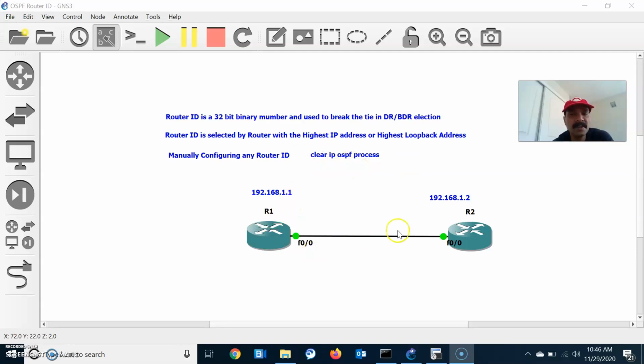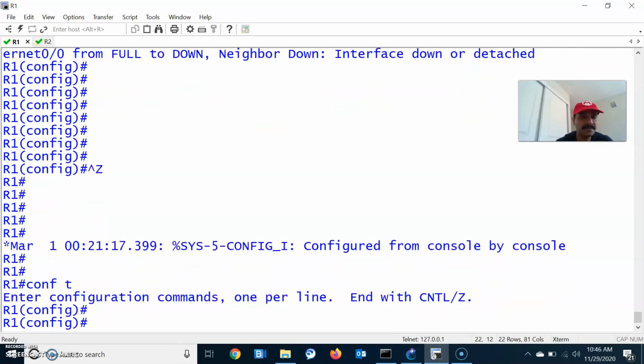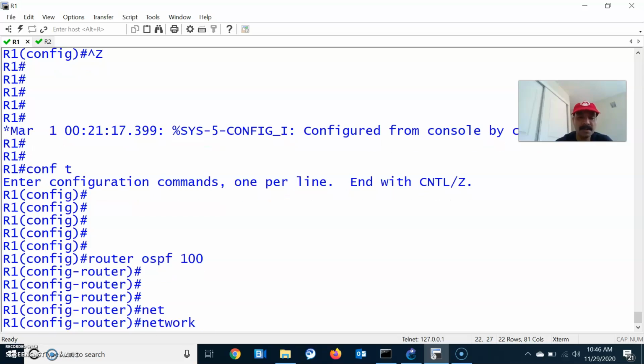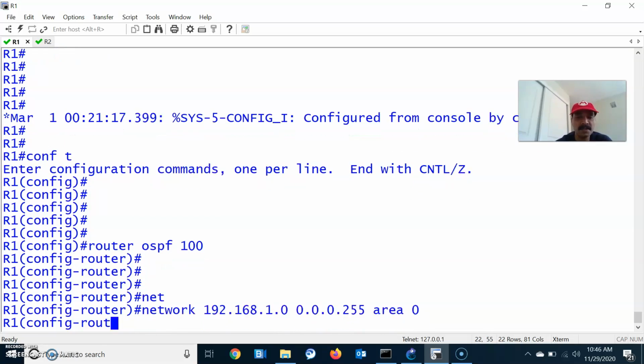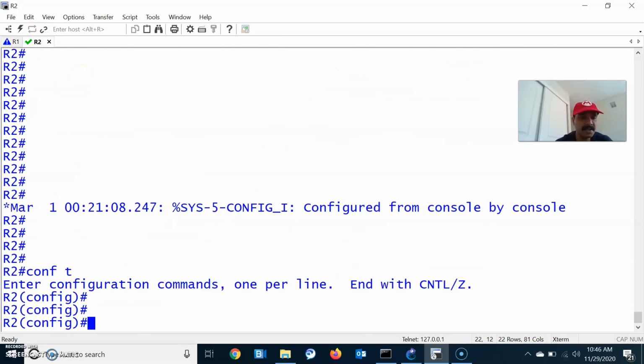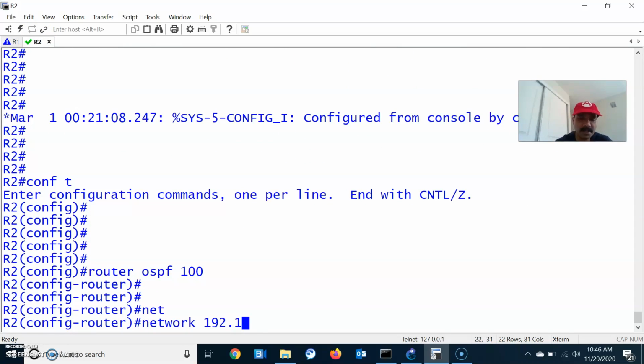So now let us go ahead and configure the OSPF routing on both the routers, then we'll configure the router ID. So let us go to R1, go to the configuration mode and enable the routing protocol OSPF 100, followed by enabling the network 192.168.1.0 followed by 0.0.0.255 and followed by area 0. This is the backbone area. Similarly, go to R2, go to the configuration mode, router OSPF 100 and then enable the network 192.168.1.0 followed by the wildcard mask and followed by the backbone area.